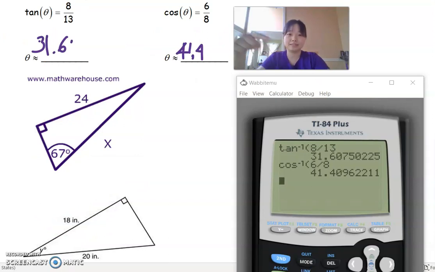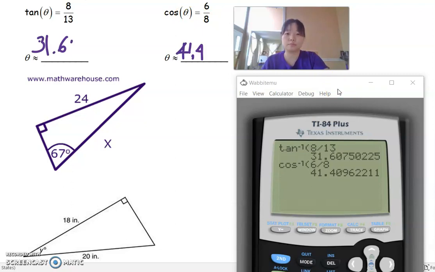Did you get these answers? I got inverse tangent of 8/13, 31.6. Inverse cosine of 6/8 is 41.4. As you can see on the calculator, right?